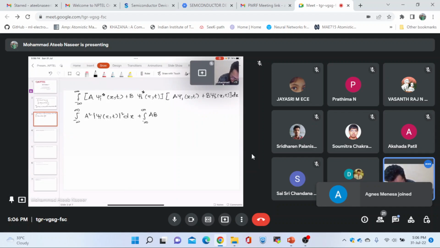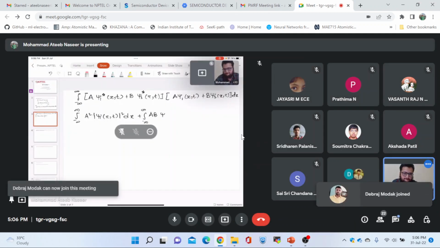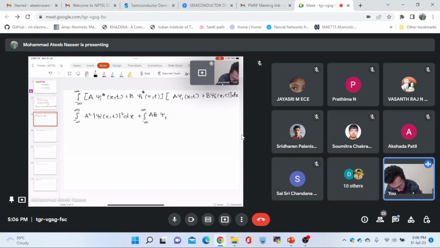So this ab, these are just the constants. If I now see this, I will multiply this psi 1 star of x comma t with psi 2 of x comma t, the other physically realizable state, integrated over dx. This is just the multiplication I am doing here, and this will be minus infinity to infinity ba, these are the constants, psi 2 star of x comma t and psi 1 of x comma t dx, plus minus infinity to infinity b squared psi 2 of x comma t squared.